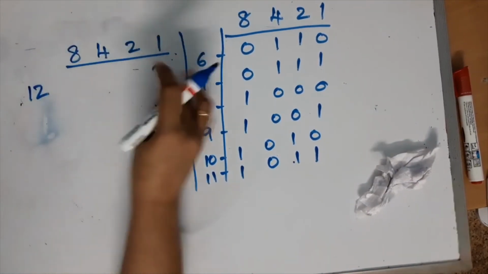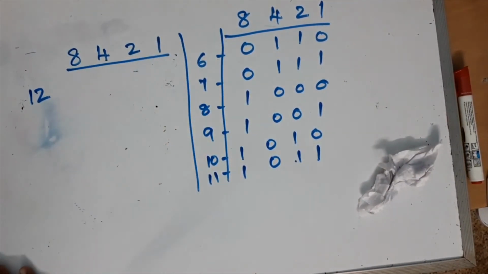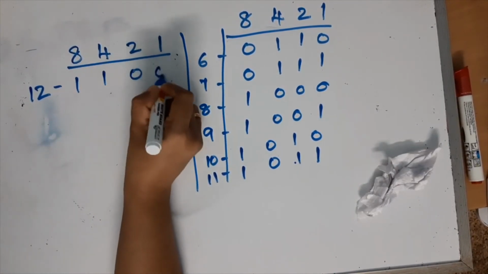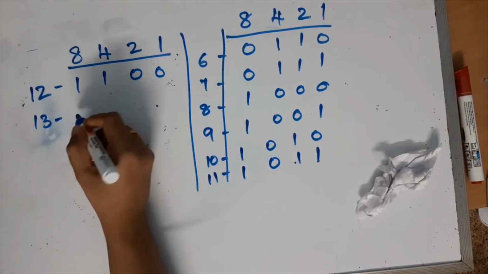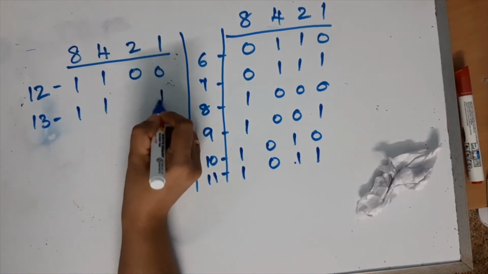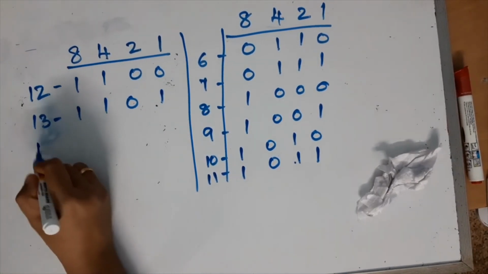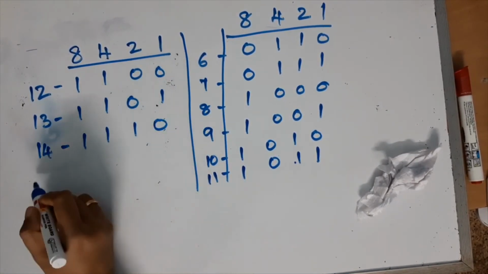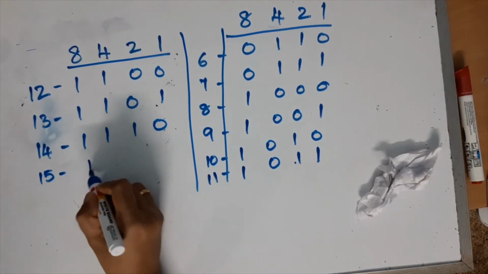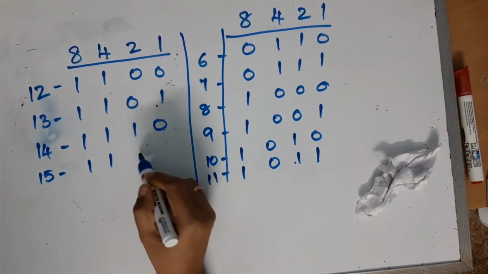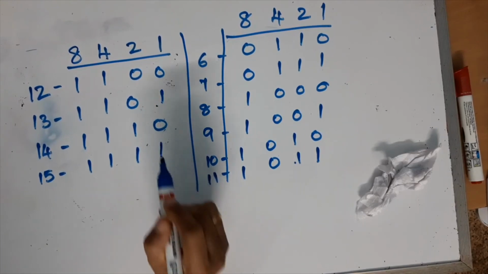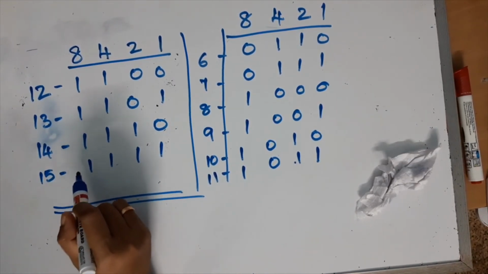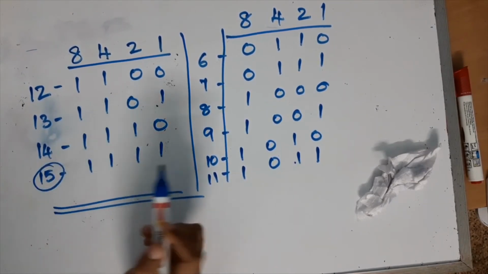So then 12 is 8 plus 4, 13 is 8 plus 4 plus 1, 14 is 8 plus 4 plus 2, and 15 is 8 plus 4, 12, 14 plus 1, 15. So the largest number you can represent using 4 bits is 15.